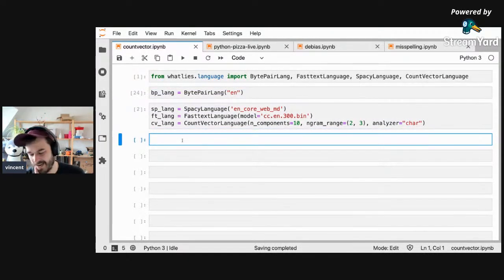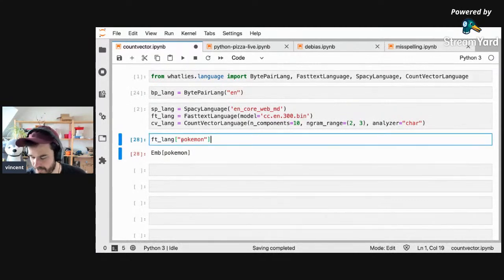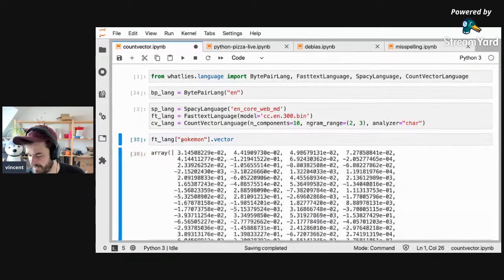But the main thing that's kind of cool that I can do is I can say, hey, I've got this Byte-Pair language, well, let's say fasttext, and I can give it a word like Pokemon, and I get an embedding back, and the embedding has a name as well as a vector. And this is a convenient data frame, if you will, to start playing with these word embeddings.